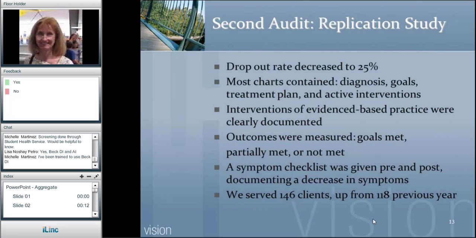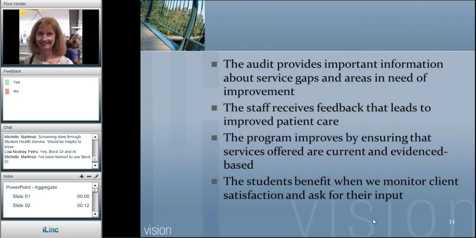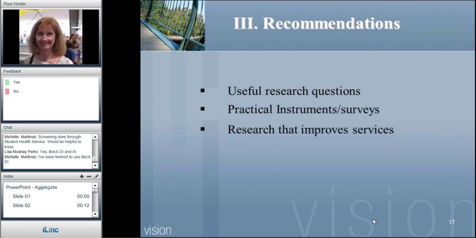Anyway, just a simple audit provides important information about your mental health services, and your staff can receive some feedback that leads to improved care. Of course, students benefit and the program benefits overall. And Dr. Kleinpeter recommends useful research questions, use practical instruments and surveys, and do research that is going to improve your services.